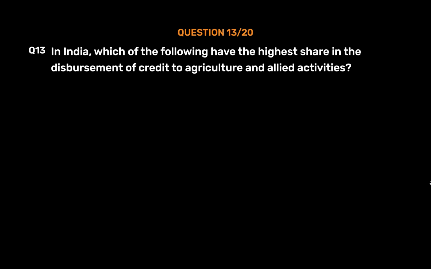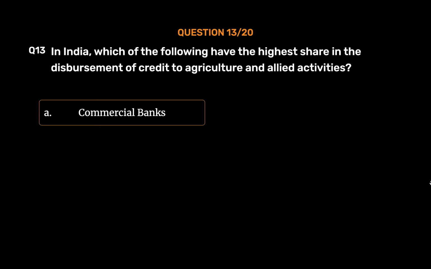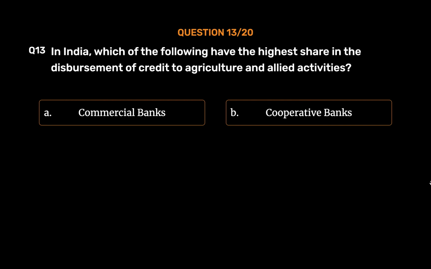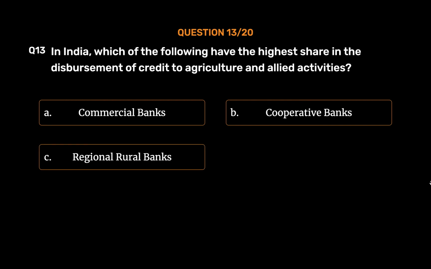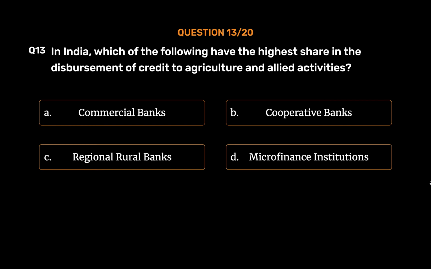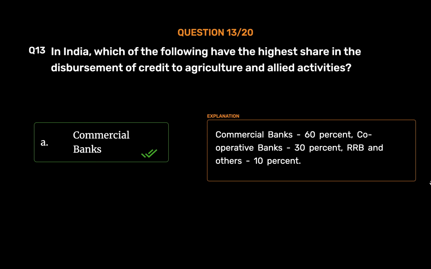Question number 13. In India, which of the following have the highest share in the disbursement of credit to agriculture and allied activities? Option A. Commercial banks. Option B. Cooperative banks. Option C. Regional rural banks. Option D. Microfinance institutions. The correct answer is Option A. Commercial banks. Commercial banks, 60%, cooperative banks, 30%, RRB and others, 10%.